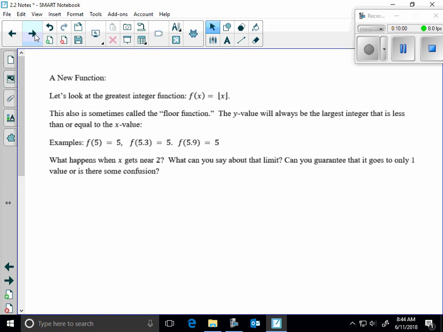Okay, a new function. Let's look at the greatest integer function. And this is the symbol for it. You might not be able to see it, it might be too small, but that's what we call the greatest integer function. This also is sometimes called the floor function.